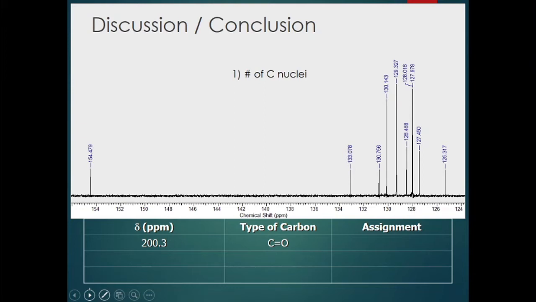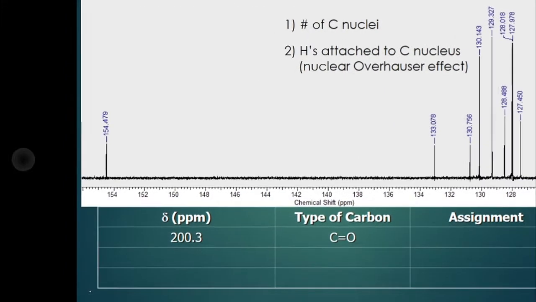But carbon NMR is complicated by a second factor, that's the nuclear Overhauser effect. Basically, carbons that have hydrogens have an enhancement. They will be quite a bit larger than carbons that do not have hydrogens attached. And so we can use this information to do a more in-depth analysis of the spectrum.